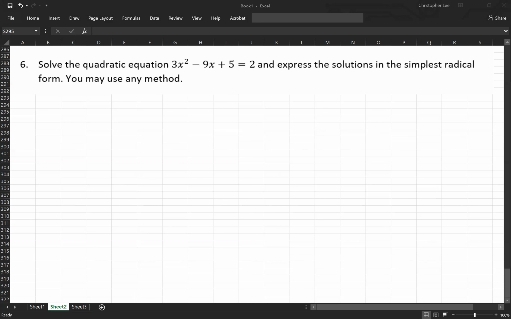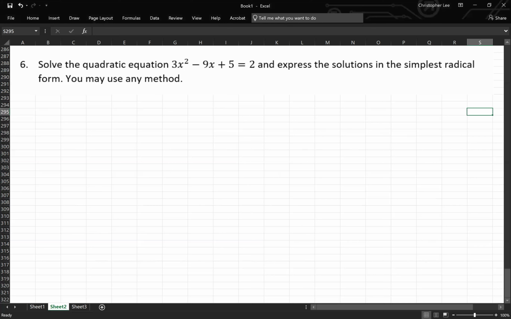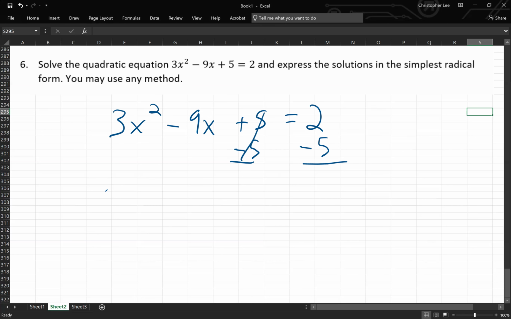Let's take a look at it. I promise you, it's light work. Watch. I got 3x squared minus 9x plus 5 is equal to 2. What am I gonna do first? Minus 5, right? So I'm gonna complete the square. Look at this. 3x squared minus 9x is equal to, help me out, what's 2 minus 5 again?